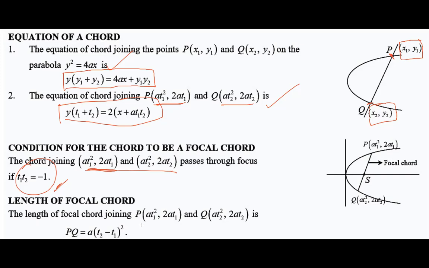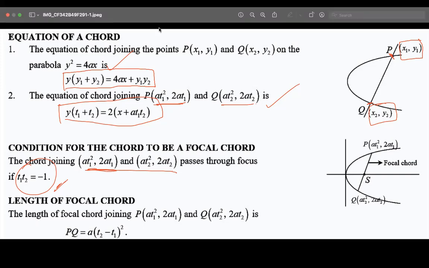Now two more forms I'm showing you. What we have done till here is the parabola having the vertex at the origin. Now let's say the vertex is not the origin. It is somewhere else on the graph.